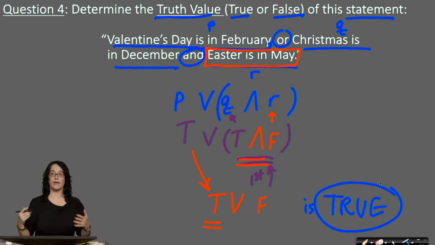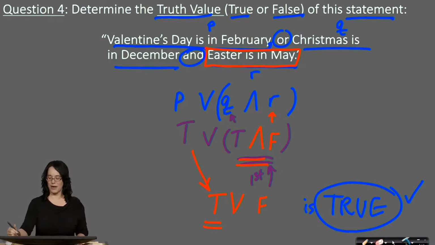Okay, now could we have known that without doing all of the symbols? Perhaps, if you're really paying attention. Valentine's Day is in February, that's true. Or Christmas is in December and Easter is in May. Well, we know the part after the or has to be false because not both of those things are happening, right? So then we have a true or a false. Since one of them is true, the or statement is satisfied. So you might have been able to work it out in your head, but I highly recommend you go through the process of writing your steps out with logical symbols so that you don't forget or get confused.